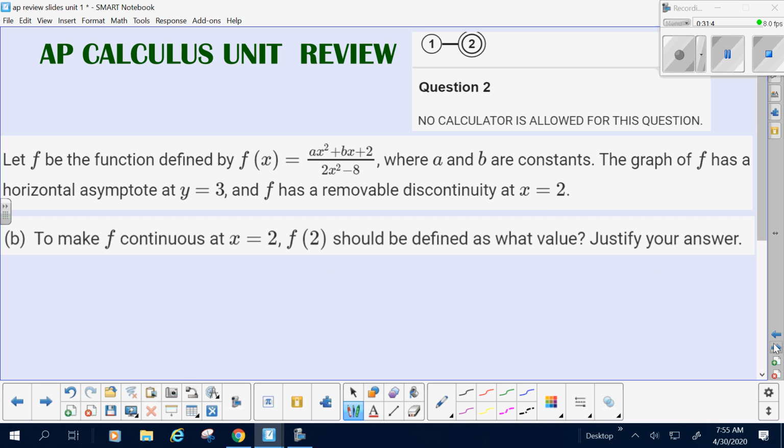All right. Part B, this is filling the hole. This is removable discontinuity work. Gosh, 31 minutes.